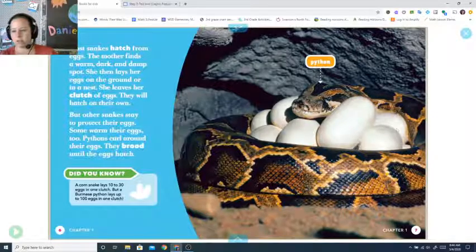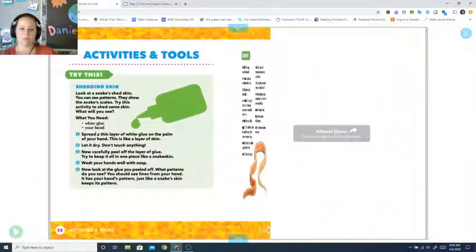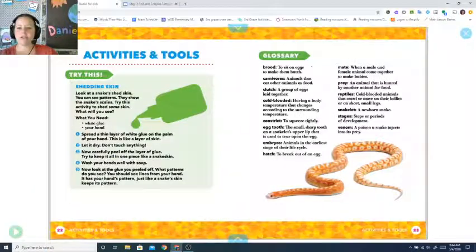In fact, I'm going to flip over there real quick to show you. It'll take me just a second to get there. Oh, that was a little too far. Sorry, guys. This right here is the glossary, right? So the glossary, like I said, is kind of like a mini dictionary.